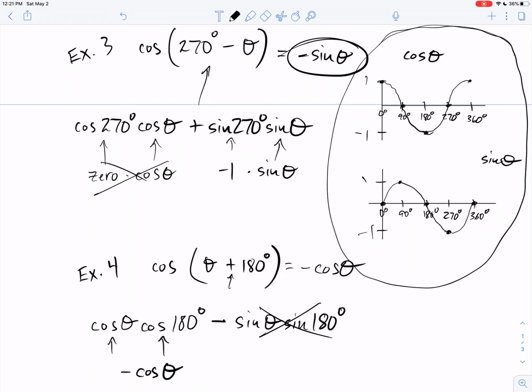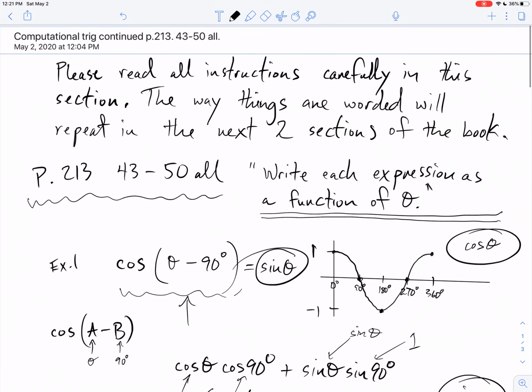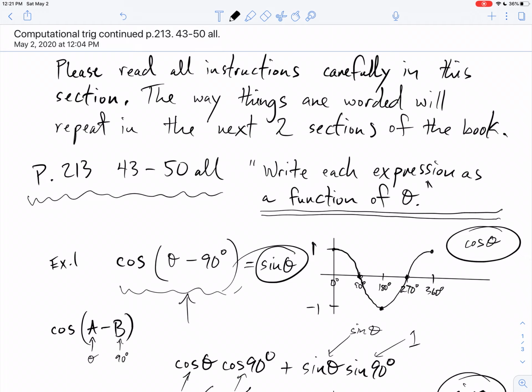All right, scrolling all the way to the top. Page 213, 43 to 50. You should be able to do those problems.